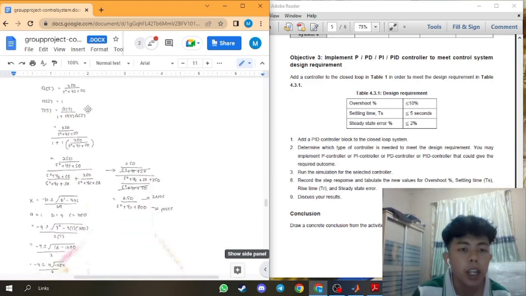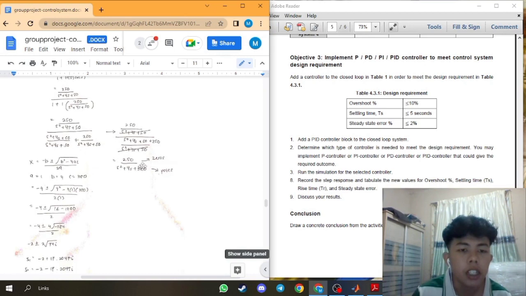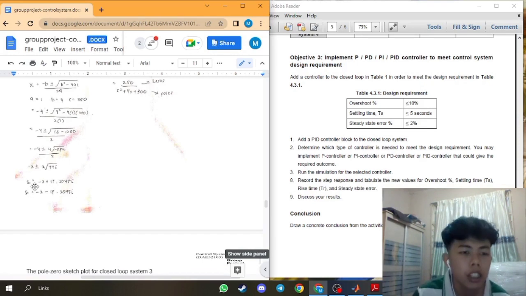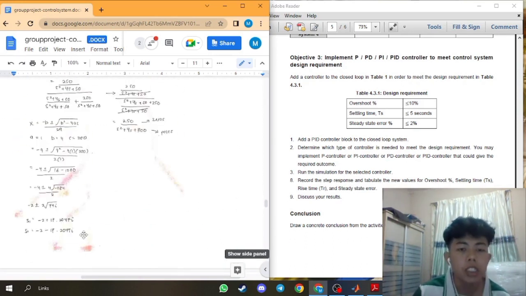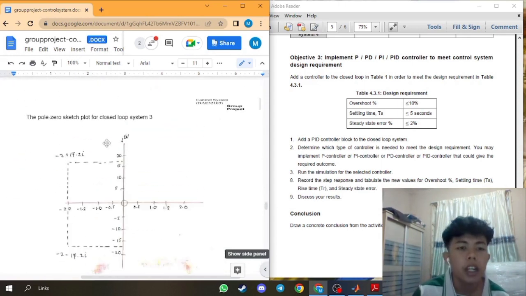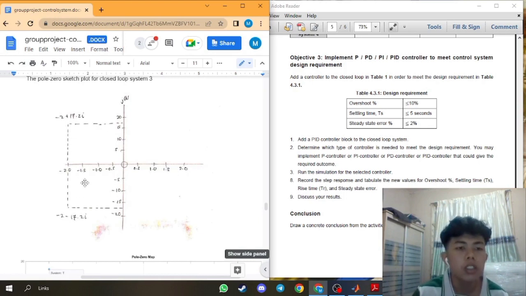So I put the numbers into this formula, and I get the zeros and poles. A equals 1 because of s power of 2, B equals 4, C equals 300. After that I get s1 equal to negative 2 and s2 negative 2. So from this answer, I sketch the plot of the closed loop system. There are 2 poles and 0 zeros.